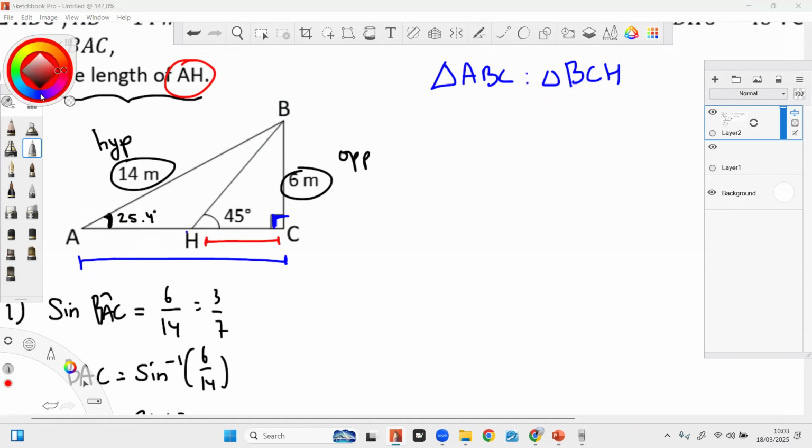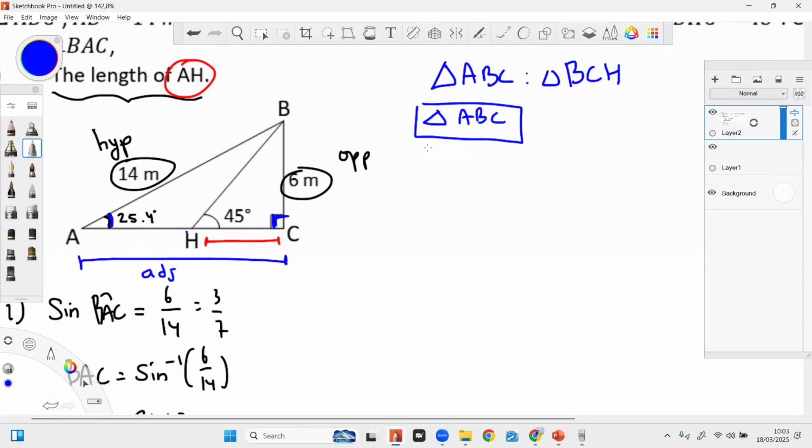Find AC. This 25.4 is adjacent on AC, and the hypotenuse stays the same. Then adjacent over hypotenuse is cos. So focus on the greater triangle. Cos of 25.4 equals adjacent, which is AC, over hypotenuse 14. Get it? Over 1, cross multiply.